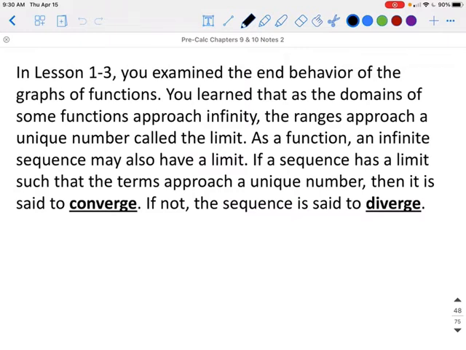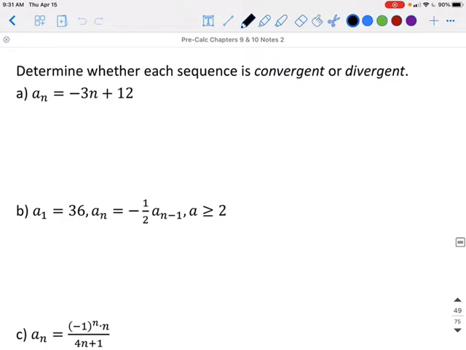If a sequence has a limit such that the terms approach a unique number, then it is called convergent. If the sequence does not, it is called divergent. So basically what this is telling you is if the values for your y value get closer and closer to a specific value, the larger your x value gets, then this would be convergent. And if they are not approaching a specific value, then it would be called divergent.